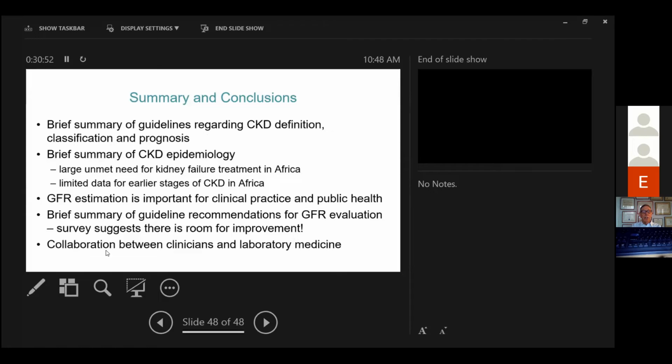And I would encourage clinicians to collaborate with their laboratory medicine colleagues to improve the state of creatinine assays where they're not standardized, to implement GFR reporting where GFR reporting is not being done, to use the CKD-EPI equation preferentially compared to any other equation, and not to include the African American coefficient for application to African Blacks.